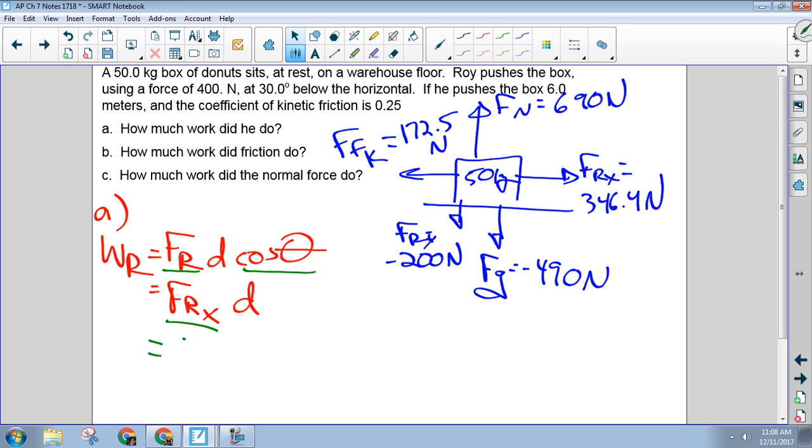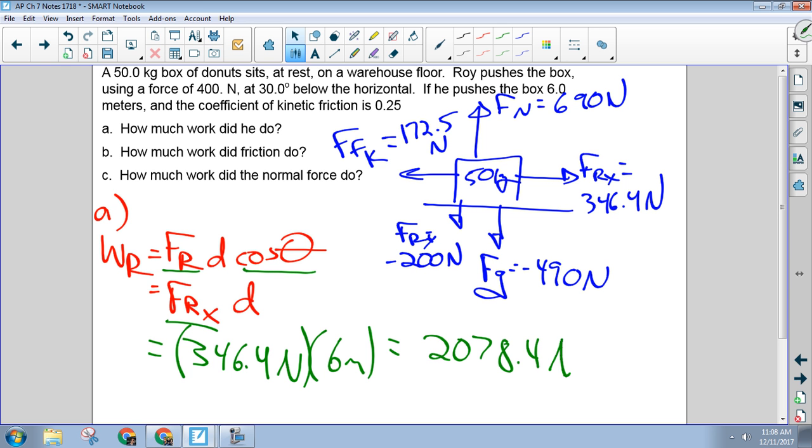All right, here we go. 346.4 newtons times, what did we say the distance was? 6 meters. And so that gives you a big number. 346.4 times 6. So you get 2078.4 newtons. No! Joules, joules, joules.